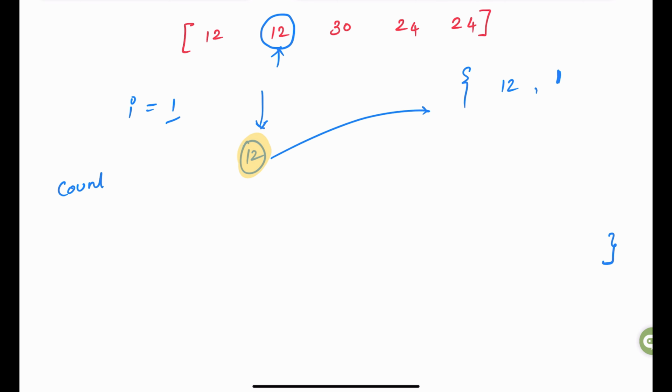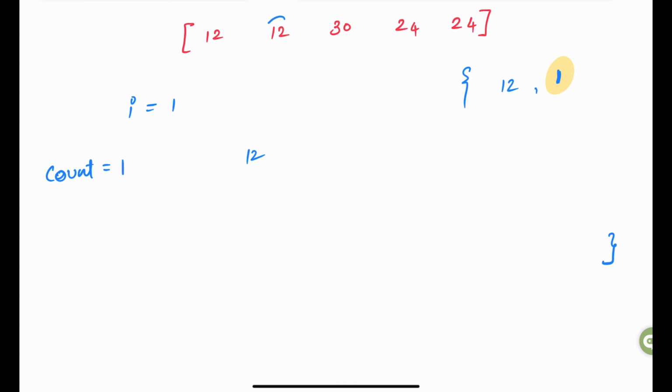As 12 exists in the collection, we'll take its corresponding value and add it to our counter. The updated value of our count is 1. Now that we completed the iteration for element 2, that is 12, we need to add it to the collection. In this case, because 12 already exists, we'll increment its corresponding value by 1.